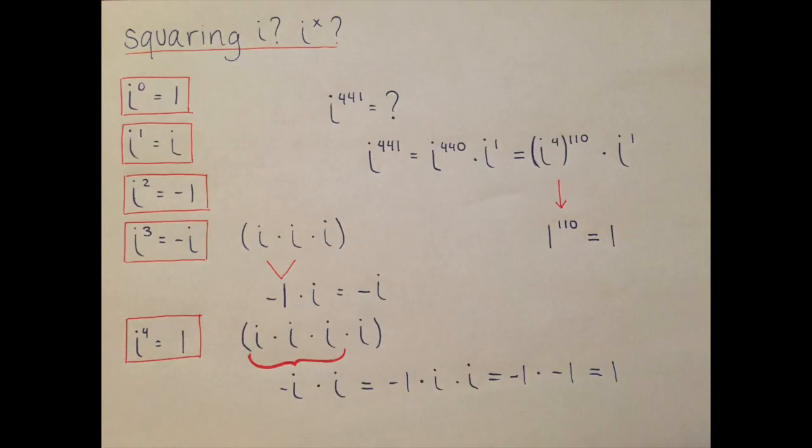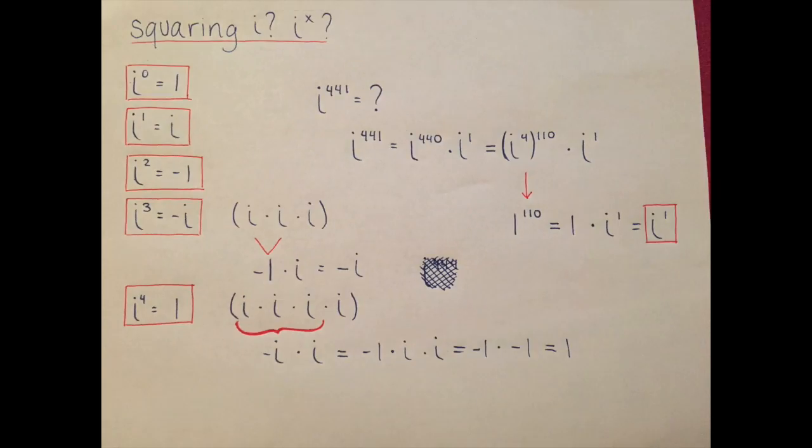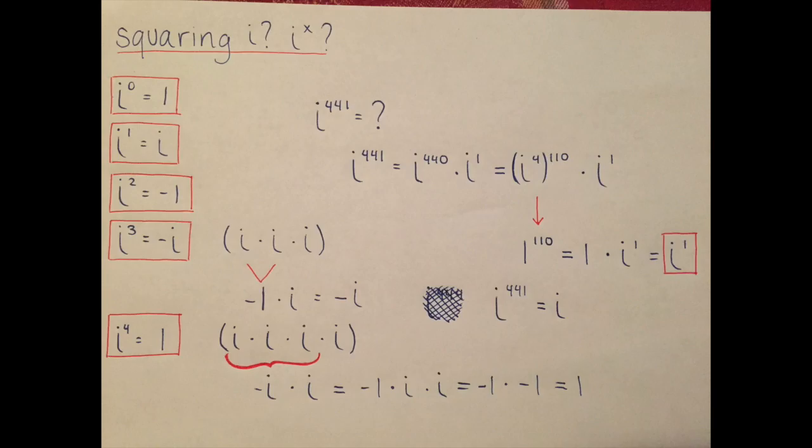Now we are left with i to the 441st power is equal to 1 times i to the first, and as we know, i to the first equals i, so i to the 441st power equals i.